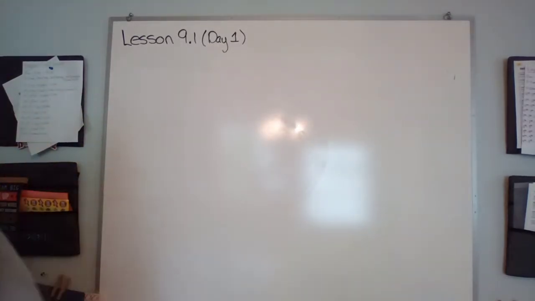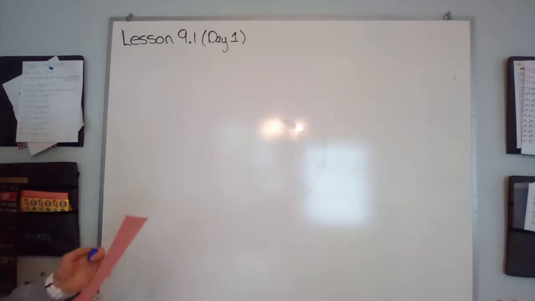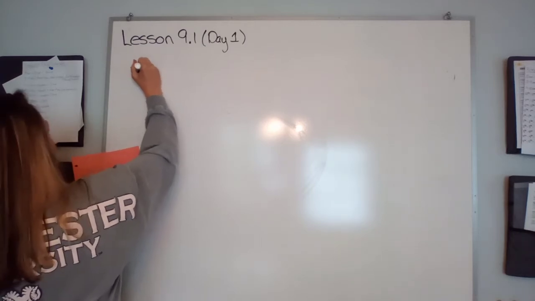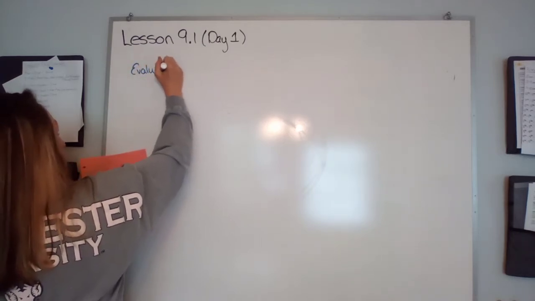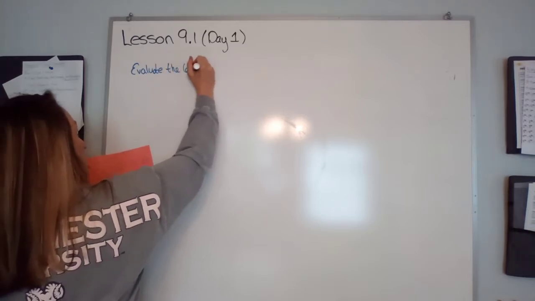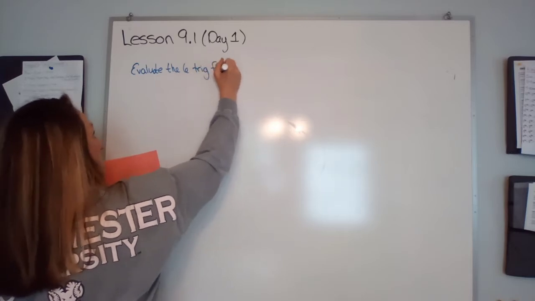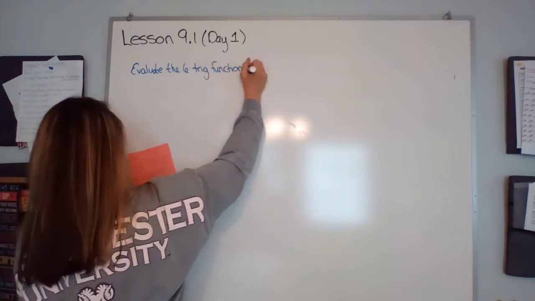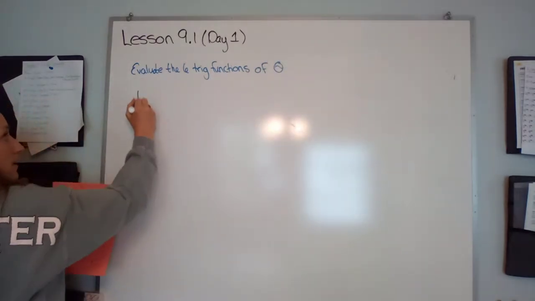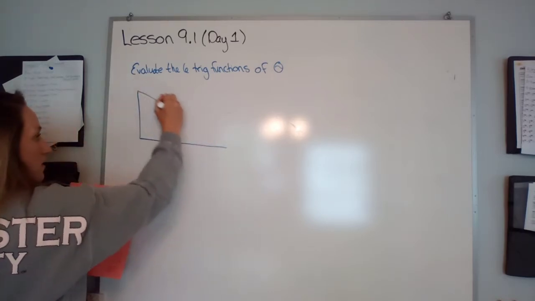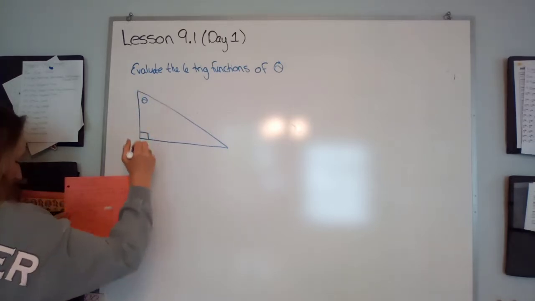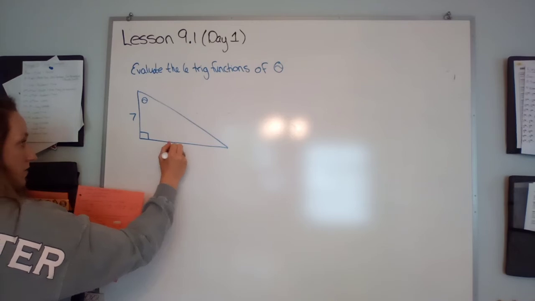To get us started, we're going to evaluate the six trig functions of the angle theta. So I'll write those directions down: evaluate the six trig functions of theta, the angle. The diagram that's given for this problem is a right triangle. Theta is here, and two of the sides are 7 and 24.